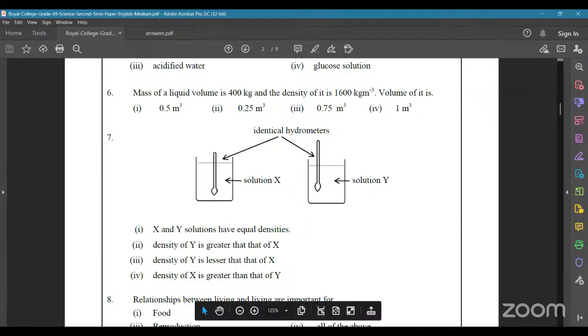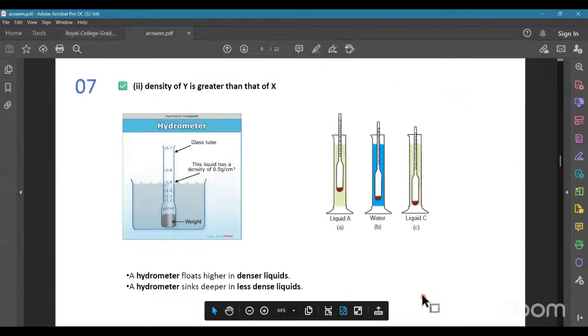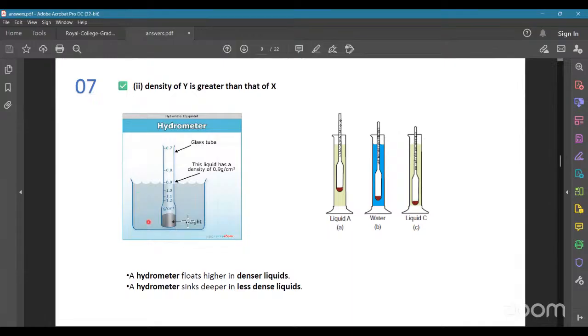To help you understand it, I have included some pictures. The hydrometer floats higher in denser liquids. The hydrometer sinks deeper in less dense liquids. Sometimes you might get a question where they have calibrated it and ask what is the density of this liquid. You can directly read it. No need to subtract from 1 or 10. You can directly read the reading and say in this liquid the density is 0.9.